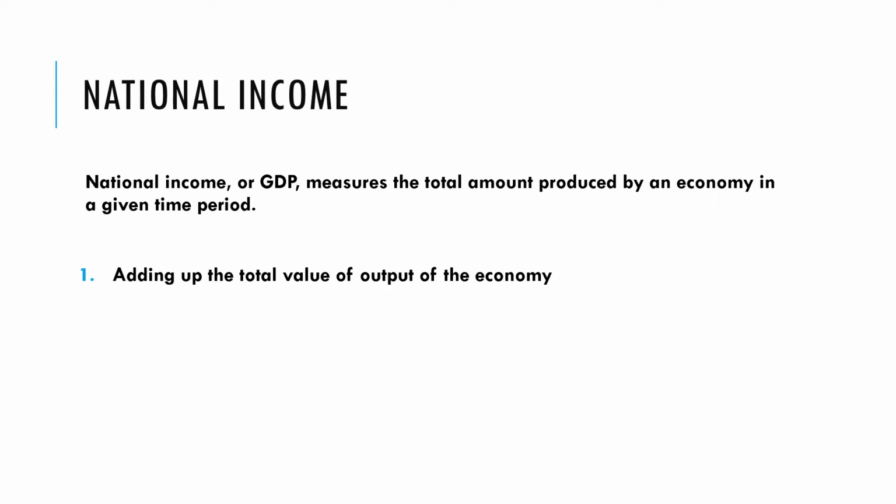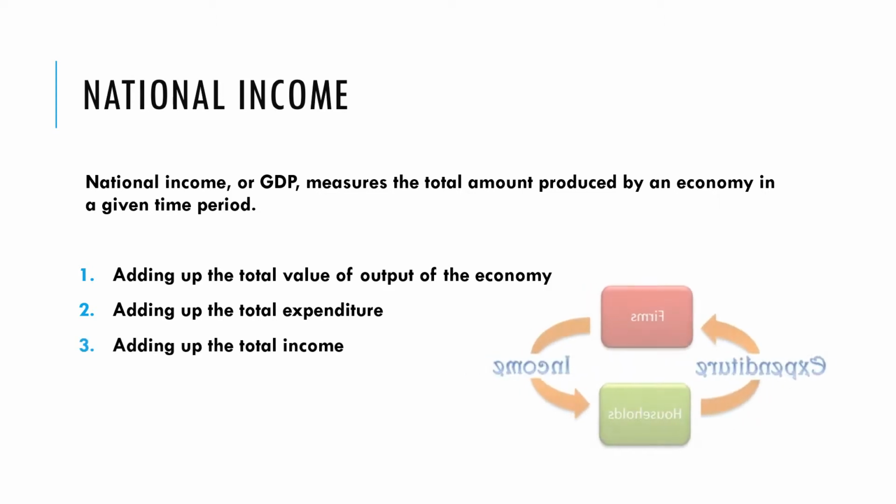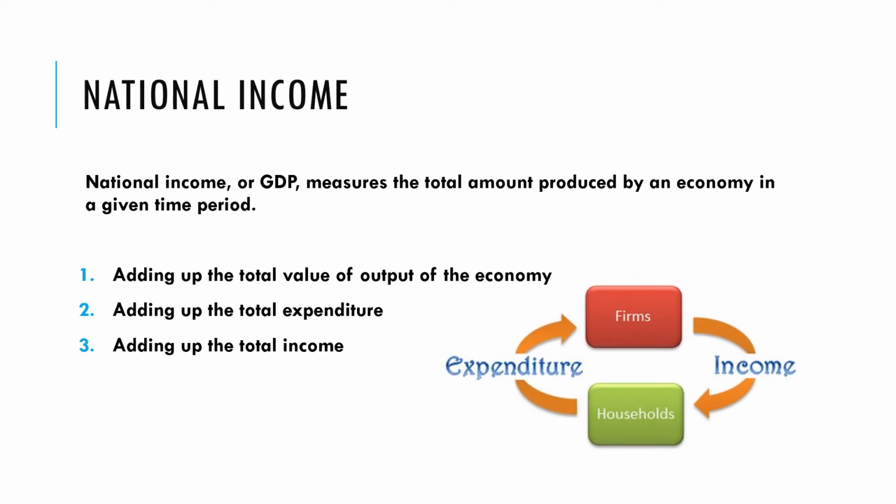But we can also measure it by looking at how much has been spent in the economy. If we know how much has been spent in total on goods and services, that's going to equate to the value of goods and services that have been produced. And if we know that the money has been spent on these goods and services, then that must have been earned by someone within the economy. So we can also add up the total income. So within our minds, we should have it clear that total expenditure, money spent by households, will be approximately the same as the money earned by firms. So that's the concept of national income.